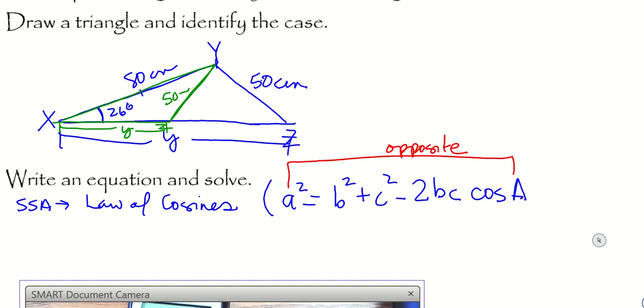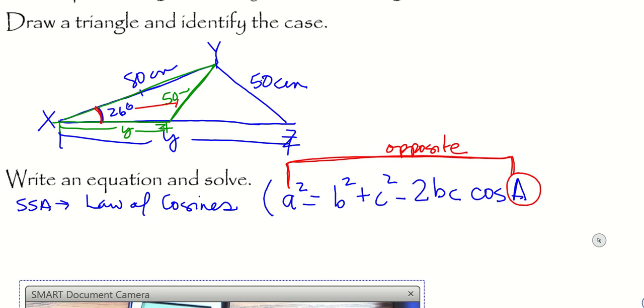Now, here is my problem. The only angle I know is angle X, 26. And I know the length of the side opposite that angle. It's 50 centimeters. What I'm trying to find is side Y, but it is not opposite my angle. So I only know this angle, it's 26. It has to go where A is. And what goes here has to be what's opposite, which is 50. So when I fill that in, I'm going to write this.